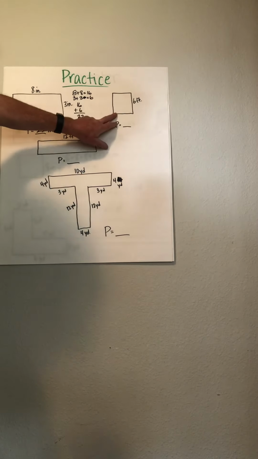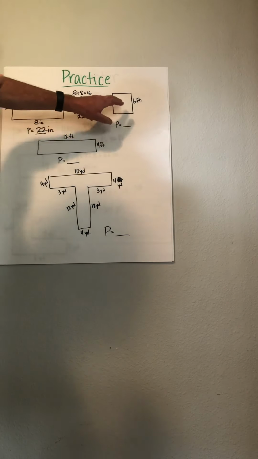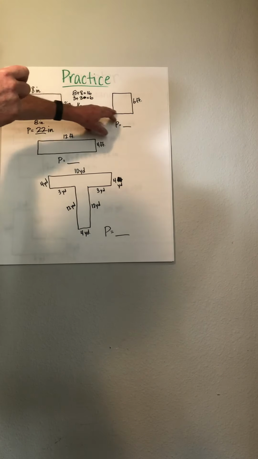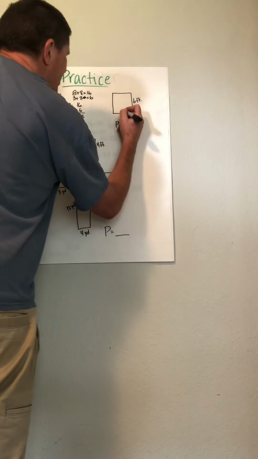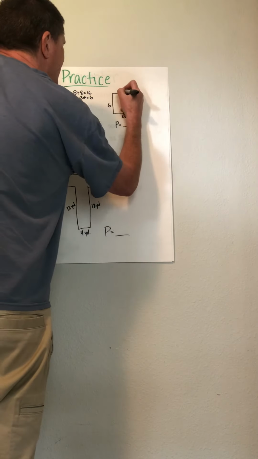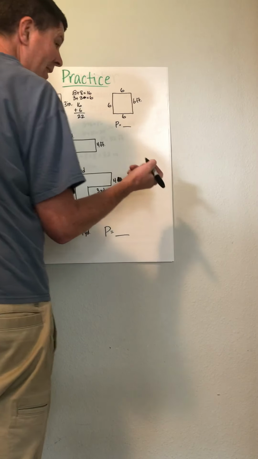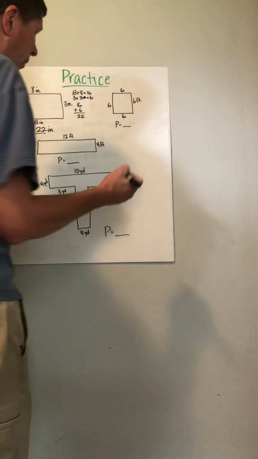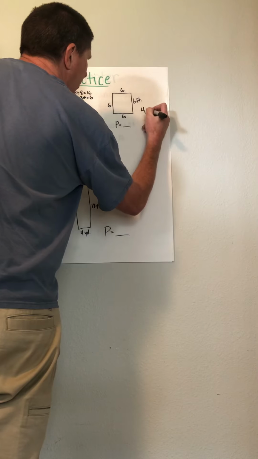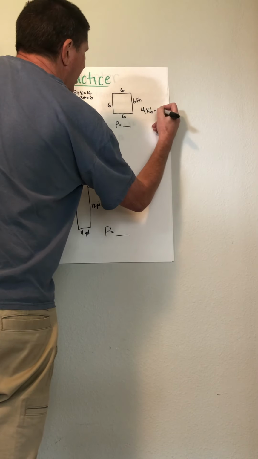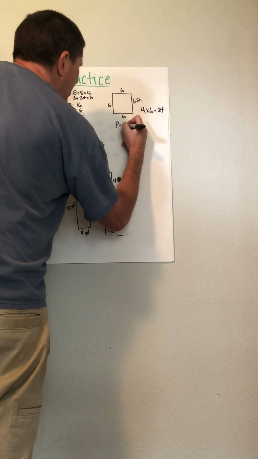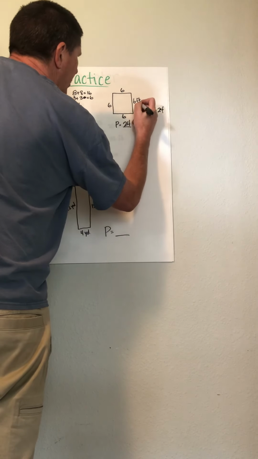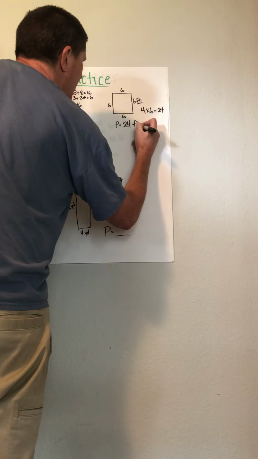Okay, here we have a square. We know that in a square, all 4 sides are equal. So this is 6, this is 6, this is 6. So I'm adding 4 6s, or multiplying 4 times 6, and that equals 24. So the perimeter is 24 feet.